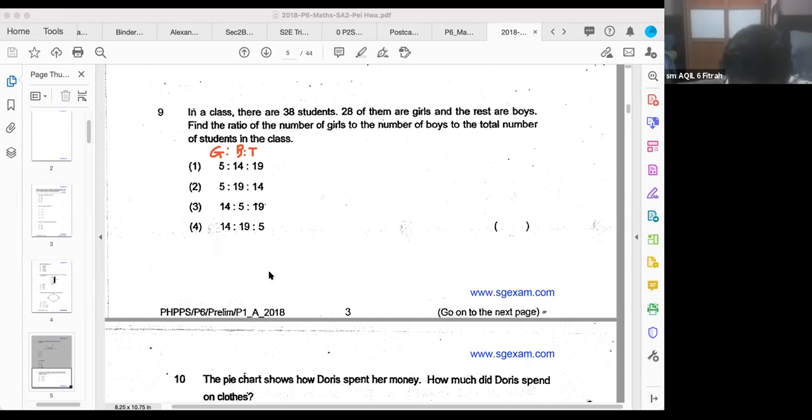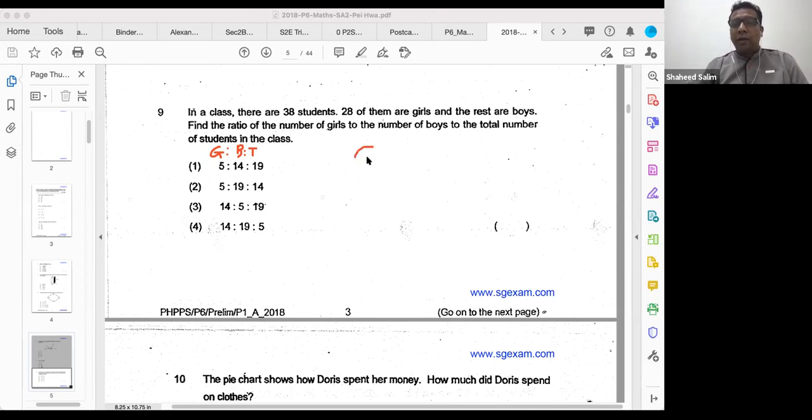Teacher, how to do this? Okay. So now they ask you for the ratio of the girls to the boys to the total. So we write G for girl, B for boys, T for total. Now they say they are all together 38 students total, so we put 38 here. Now how many girls? There's 28. And boys, they didn't tell us, but you know the total is 38. You can minus 28, you get 10.